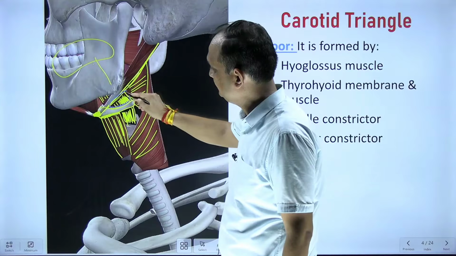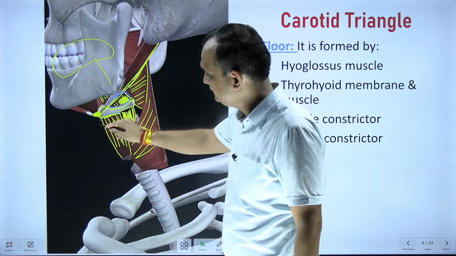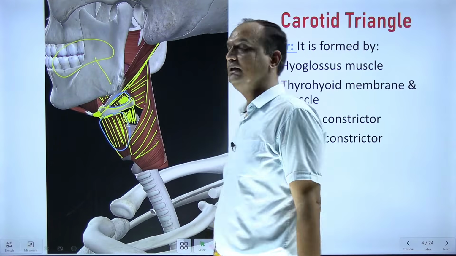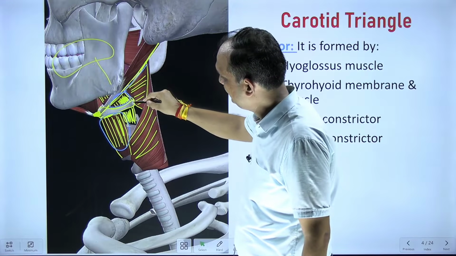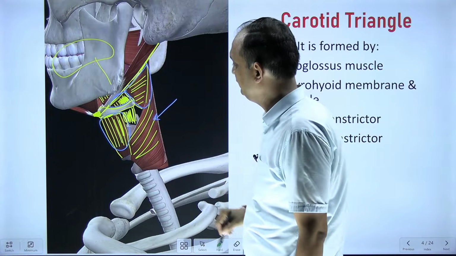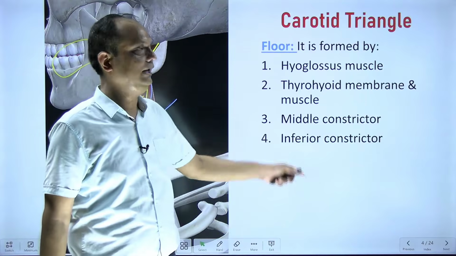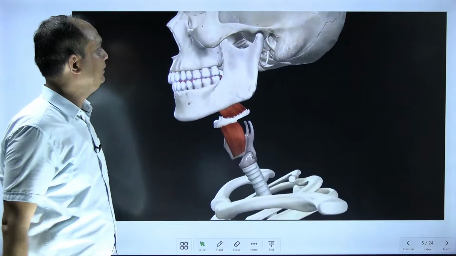This is the first muscle. What is the name? Hyoglossus. Then below the hyoid bone, this is the second muscle which is connecting it with the thyroid cartilage, so it is known as thyrohyoid. Then you will have the two constrictors of your pharynx. This is the middle constrictor and this is your inferior constrictor of the pharynx. So these four names are very commonly asked in multiple choice question exams.